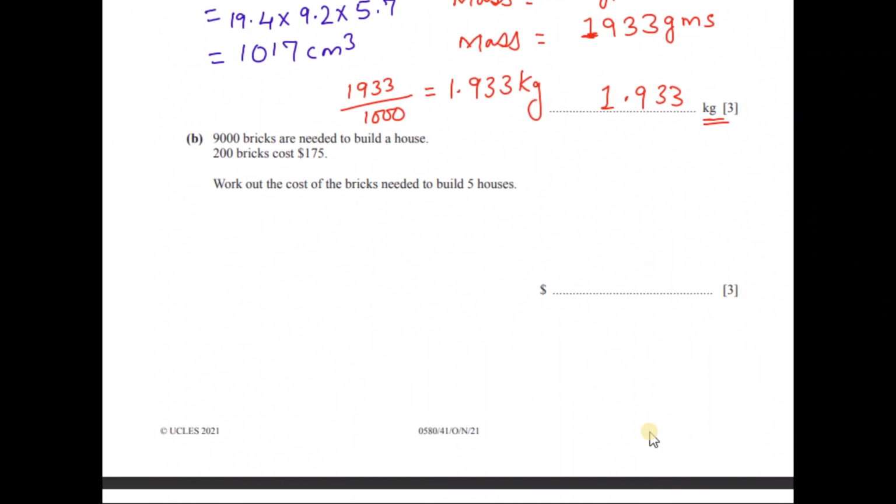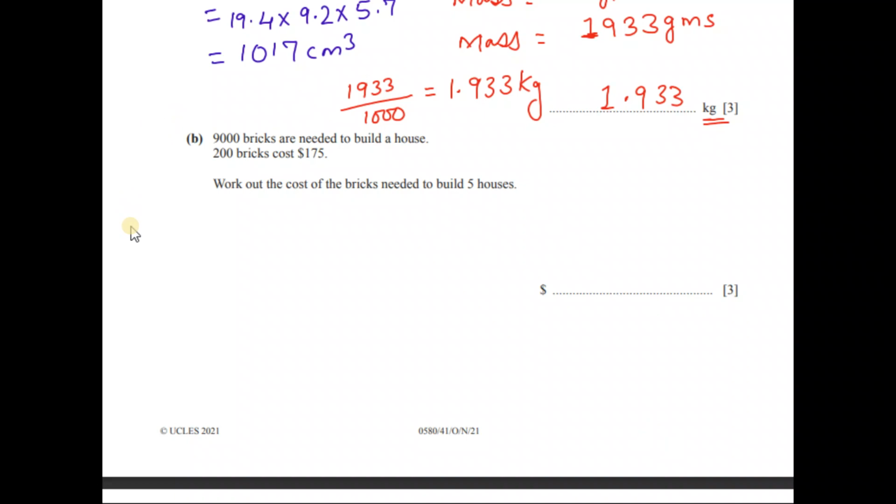Okay, now the next one, part B of the first question. It states that there are 9,000 bricks. Okay, we need 9,000 bricks to build a house. Okay, and the cost of 200 bricks is already mentioned, that 200 bricks costs $175. So we have to work out the cost of bricks needed to build 5 houses.